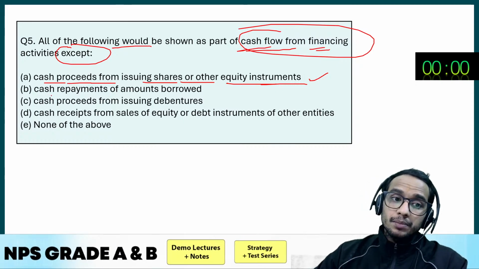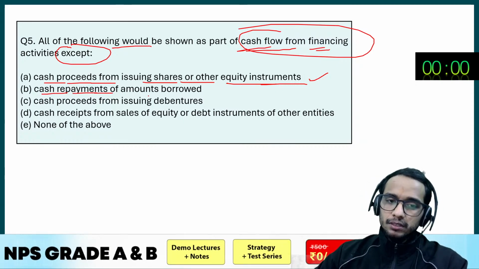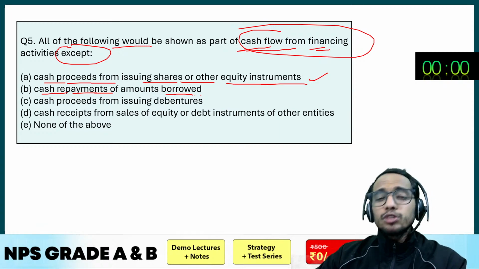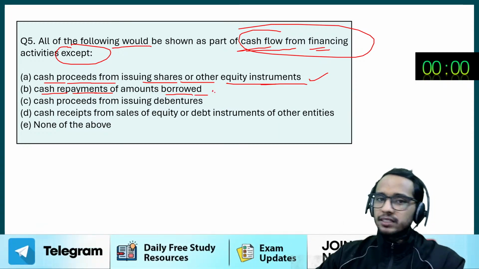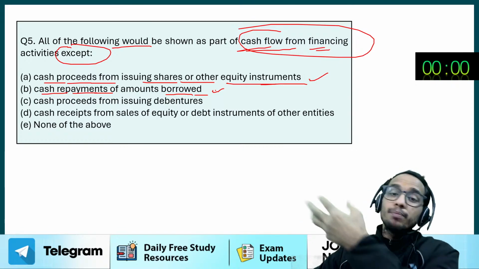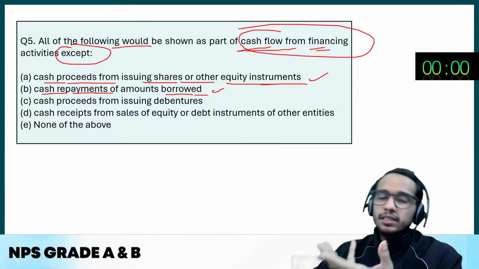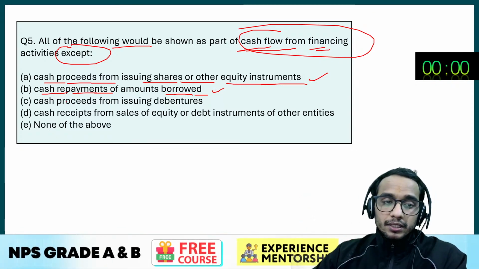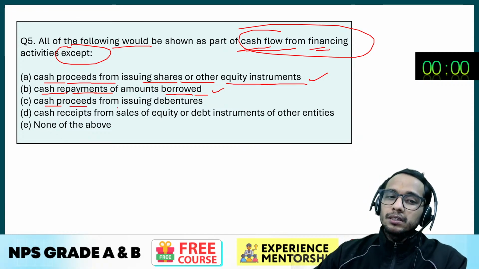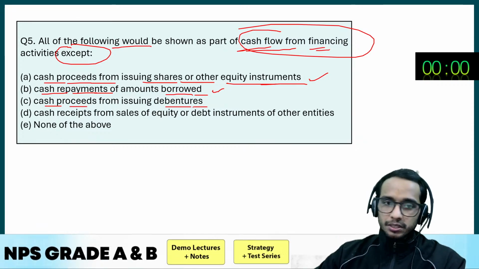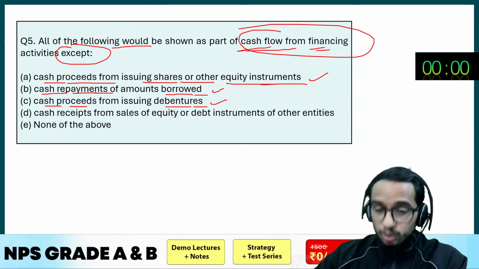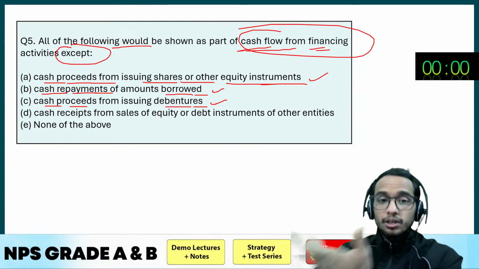B option says cash repayments of amounts borrowed. Again, it's a type of financing activity. It is under financing activity because you have borrowed some funds, so it is a type of financing activity, right? C option says cash proceeds from issuing debentures. Okay, so it is also a financing activity. You are issuing debentures.